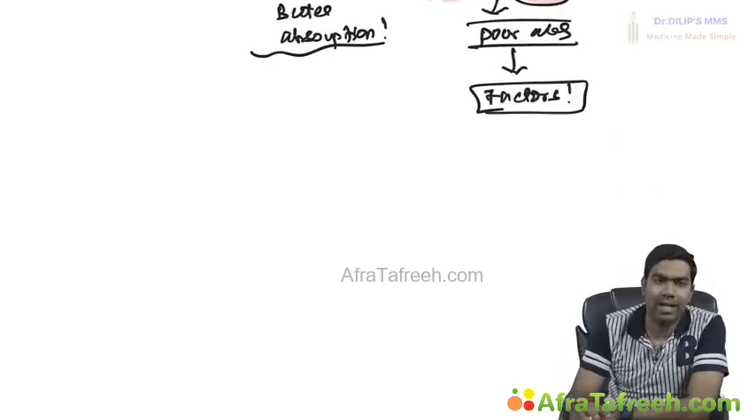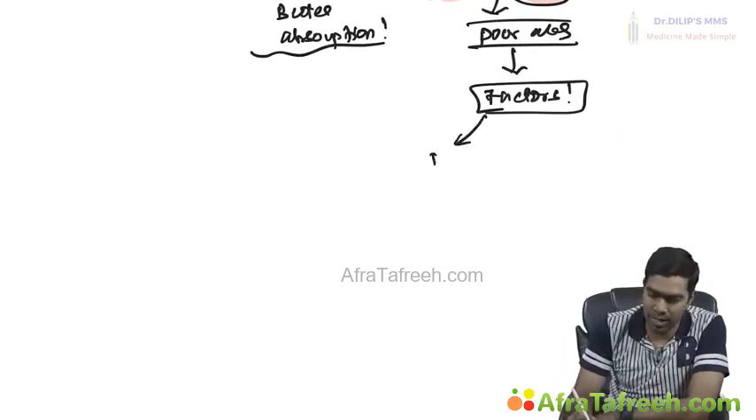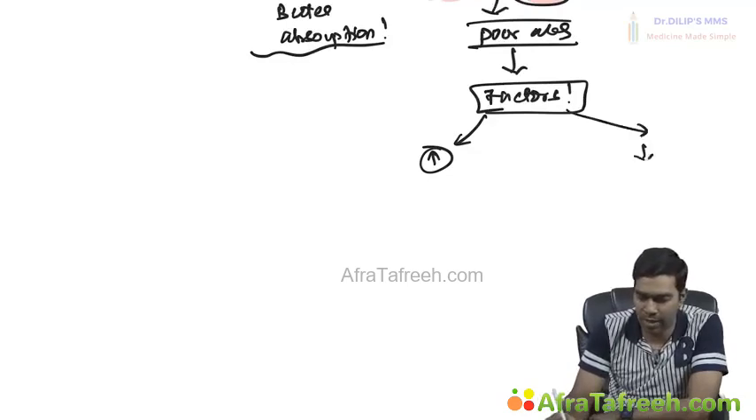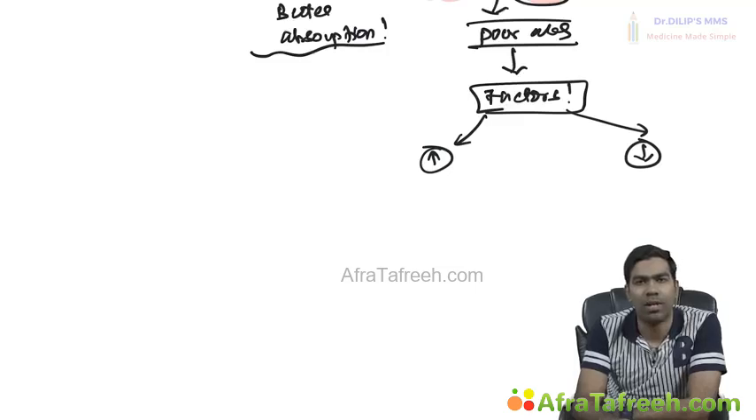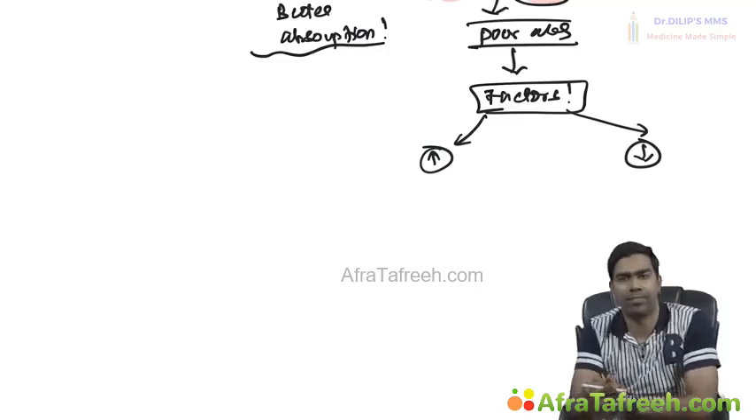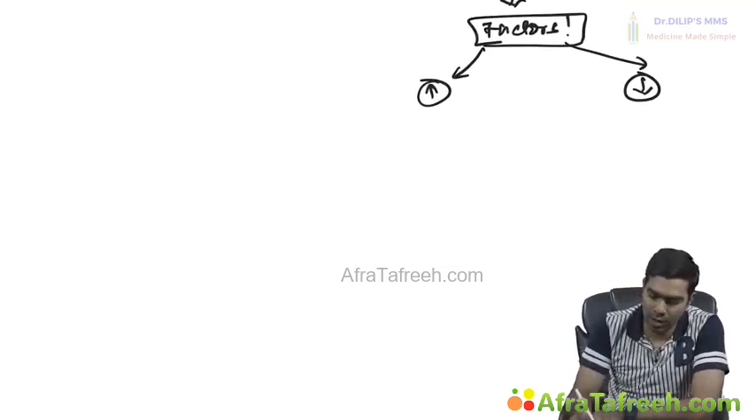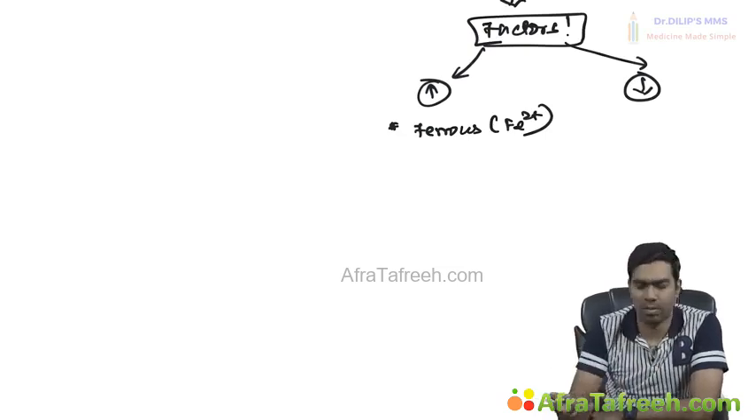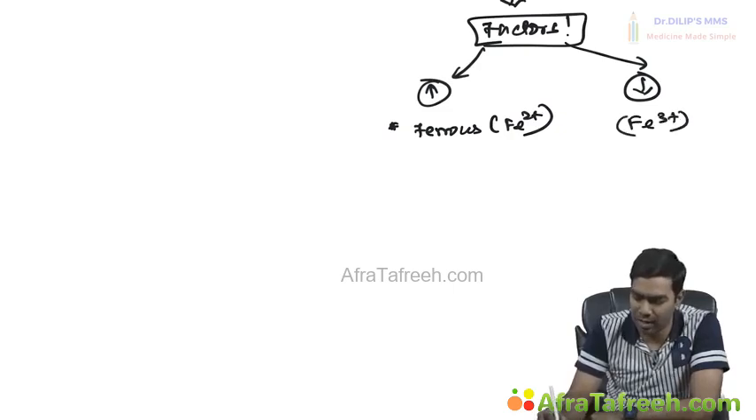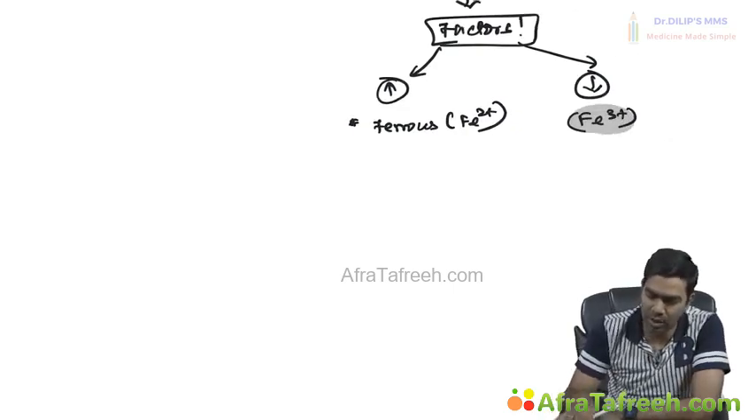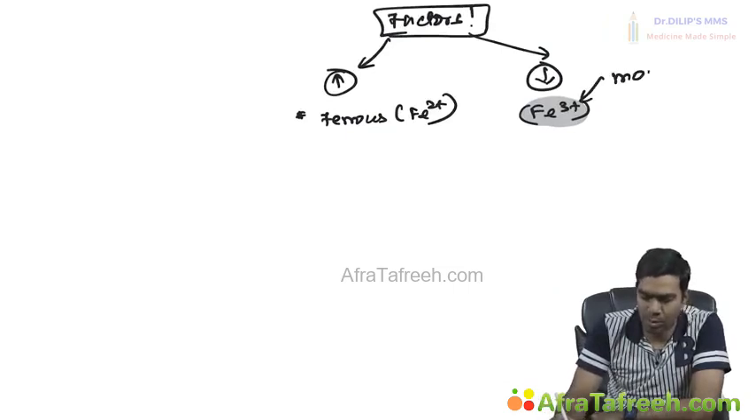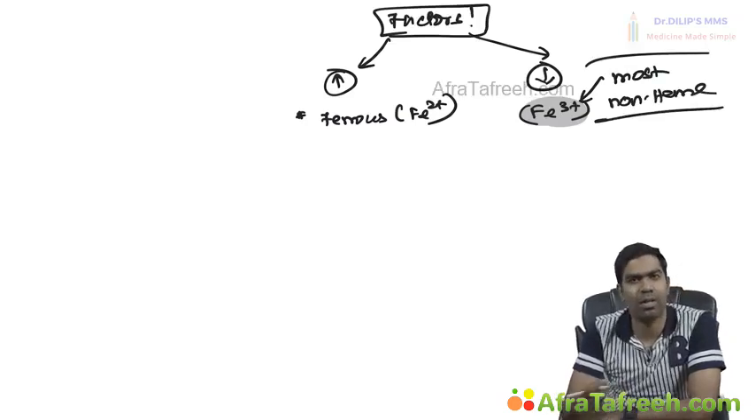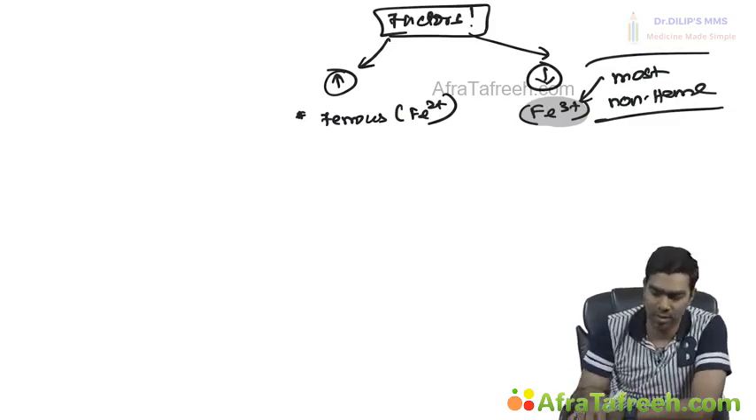But most importantly, what are the factors that determine the absorption of non-heme iron? You can tell what factors increase and what factors decrease the absorption of non-heme iron. The first thing I'm going to tell is the ferrous form. Ferrous means Fe2+, because the DMT can directly transport it. But the problem is that most non-heme iron tends to be in the ferric form, which has to be converted to Fe2+ to be absorbed in the GIT.